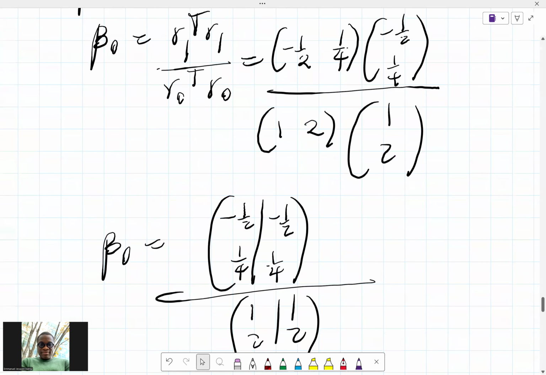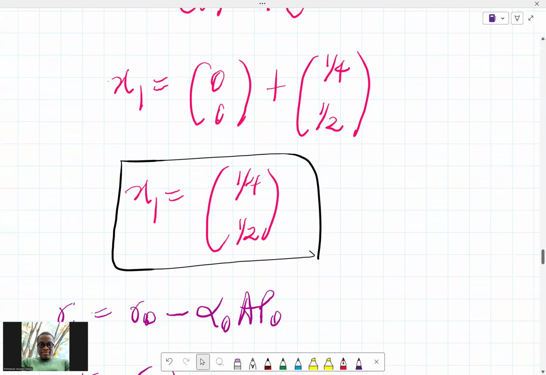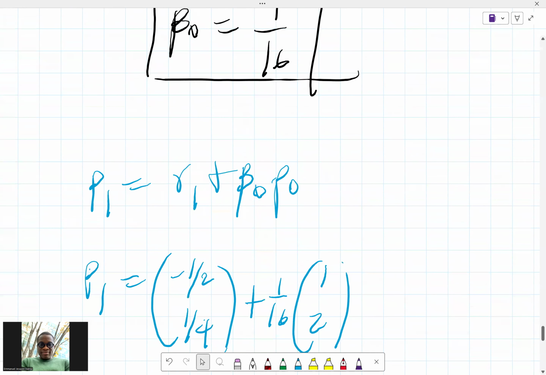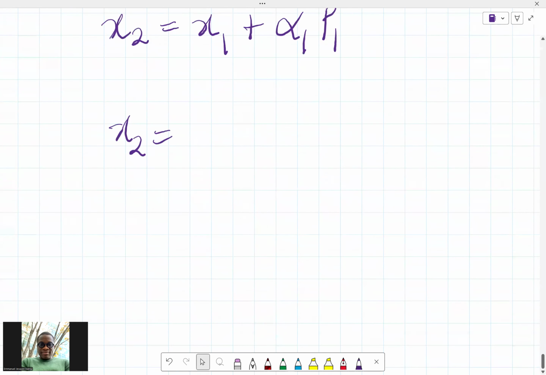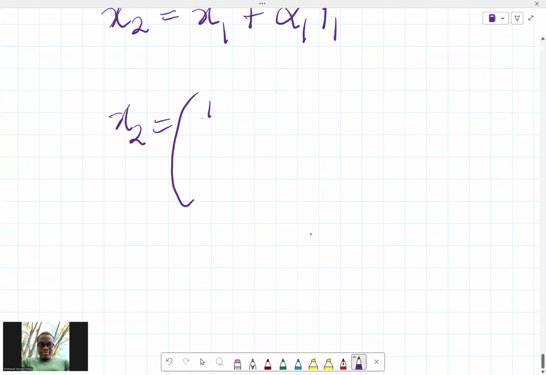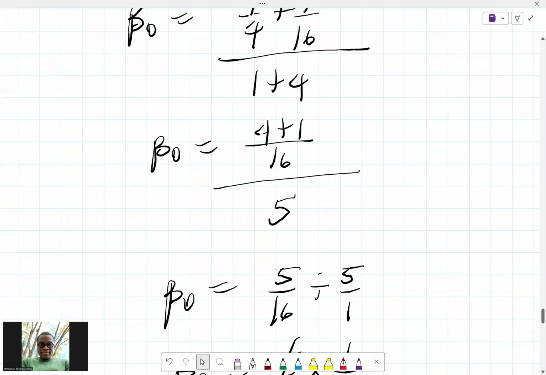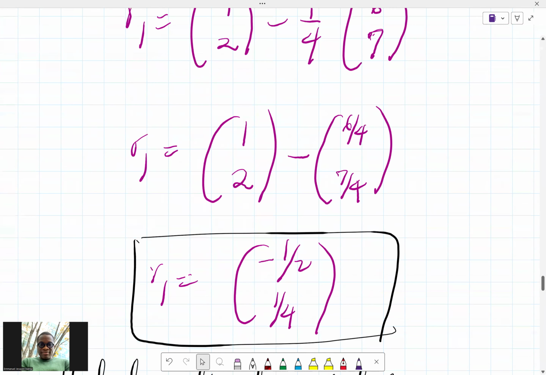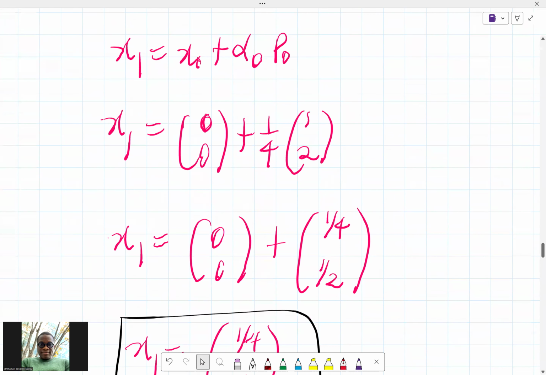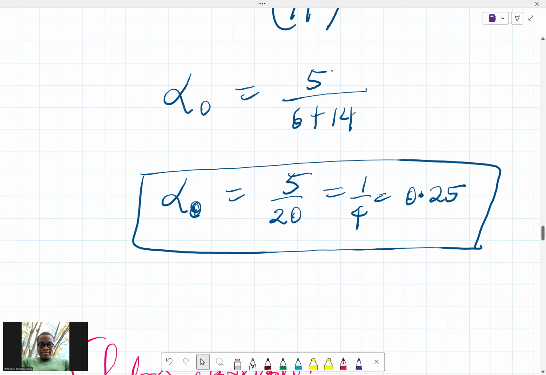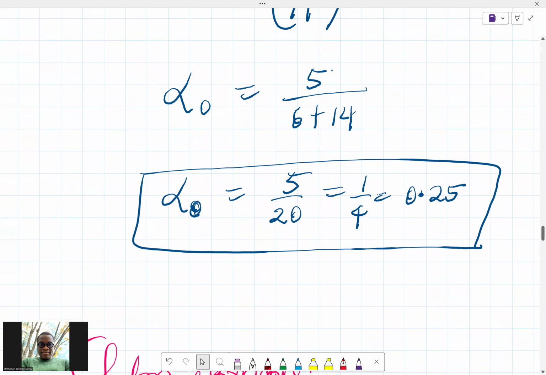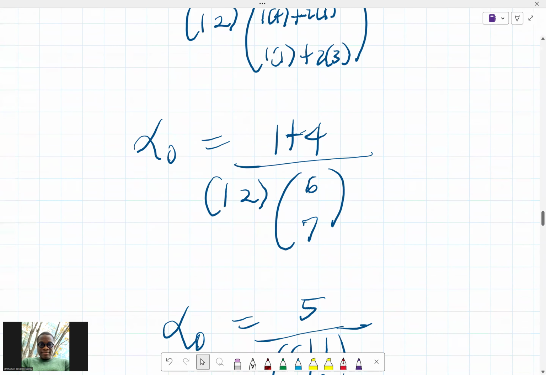What is this x1 now? x1 is 1 over 4, 1 over 2 plus alpha 1. Do we have alpha 1 yet? I think so. If you don't have alpha 1, then that's some trouble, right? Okay, we can get alpha 1.